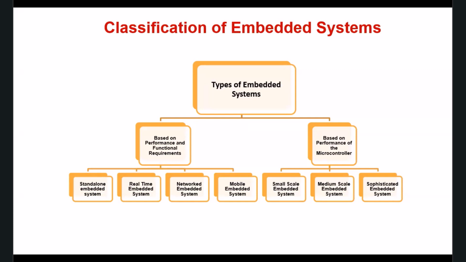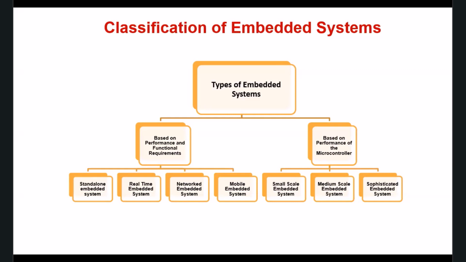In case of small scale embedded system, I told you 8-bit microprocessor or 8 or 16-bit microcontroller. So I am talking about two different types of processor. The medium scale embedded system, 16-bit microprocessor or 16 or 32-bit microcontroller. In sophisticated, 32-bit microprocessor and 32 or more bit microcontrollers. So here we are talking about two different things, microprocessor and microcontrollers.